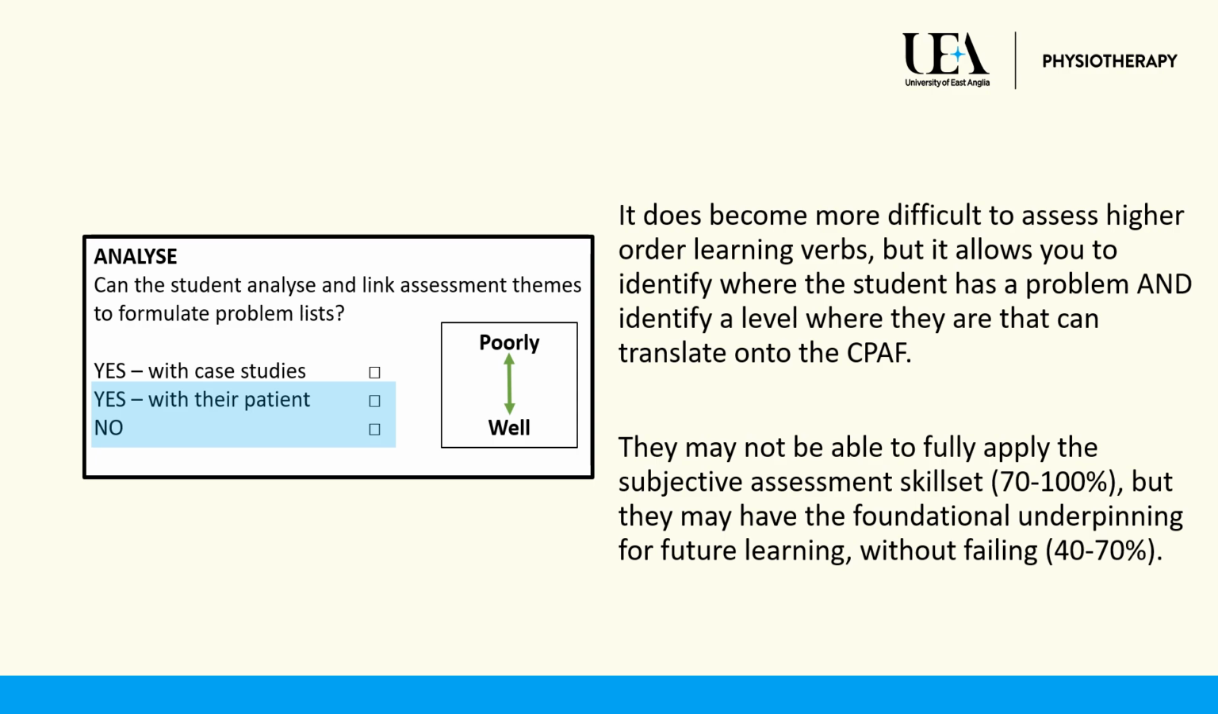As we move up the learning verbs, it does become more difficult to assess them, but it does allow you to identify where the student has a problem and identify a level where that can translate onto the CPAF. They may not be able to fully apply the subjective assessment skill set, so get 70 to 100%, but they may have a foundational underpinning for future learning without failing, so 40 to 70%. So with those students who are failing to collect the information in front of a patient under the pressure of you, they may actually understand the basis for which they could develop this after the placement. If you accurately identify that for them, it's really good for their continued learning.